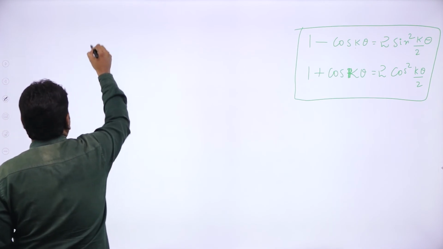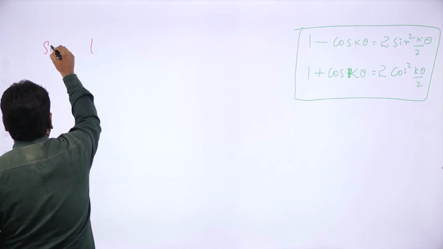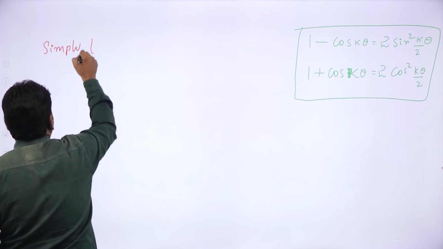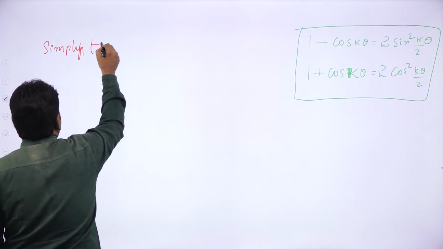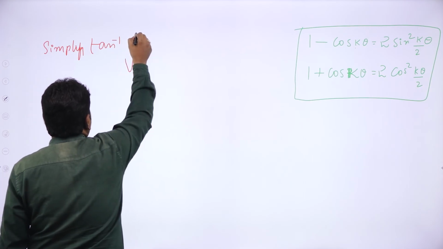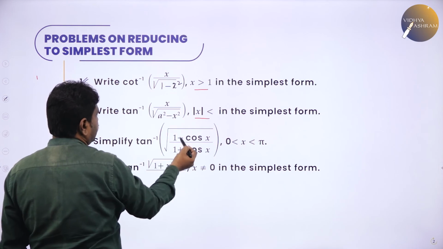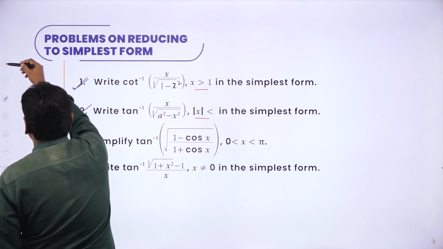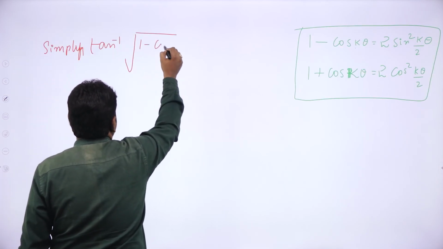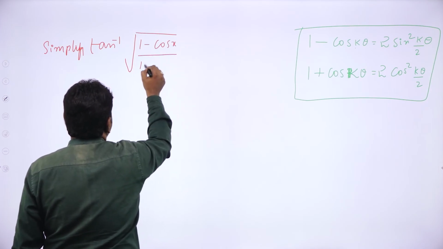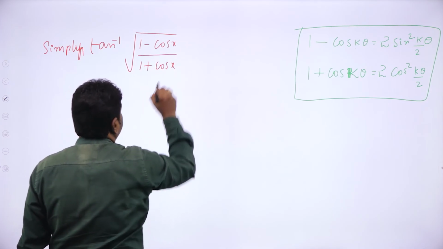Now going to the problem, they want you to simplify. See, when you read the problem, this is the problem: tan inverse of root of 1 minus cos x by 1 plus cos x. They want you to simplify this.